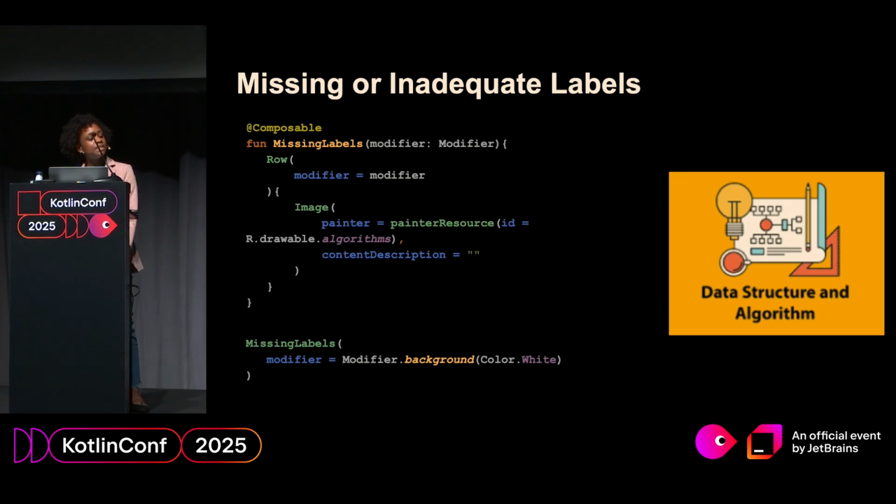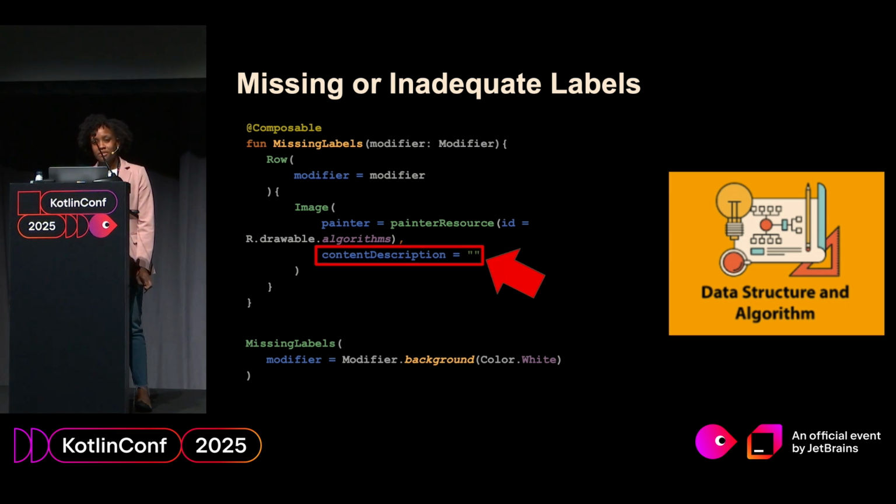And then for missing or inadequate labels, you have an image. So just the data structures and algorithms, which probably most people already know about. But here, it doesn't have a content description. It would be spoken from a screen reader as unlabeled. So that might also cause more confusion to your user, especially if it's an image that they need to know what is being depicted inside.